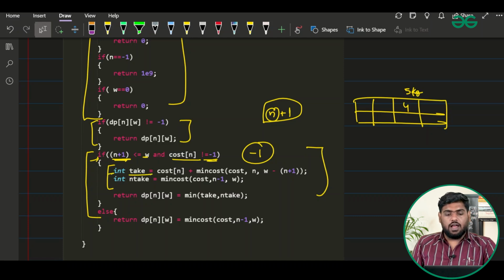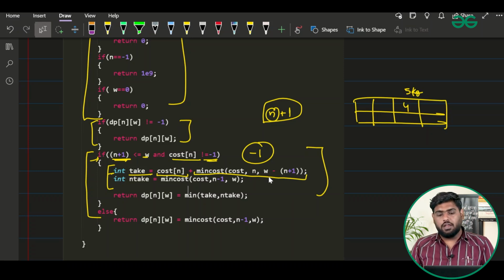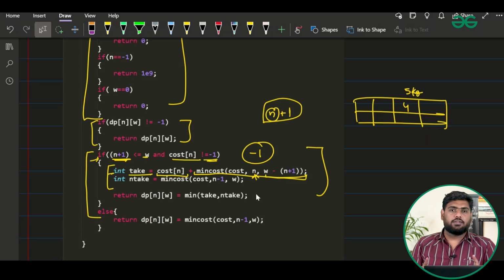In the first one, I am going to be taking the element. Once I'm taking the element, I will include the current cost plus whatever the sub problem brings me as the answer. The sub problem is, as we have already seen, I'll pass on the cost, I will pass on n because I can make this choice again, and then I will reduce my weight. And if I'm not taking it, simply whatever the sub problem is bringing me as the answer is going to be the solution.